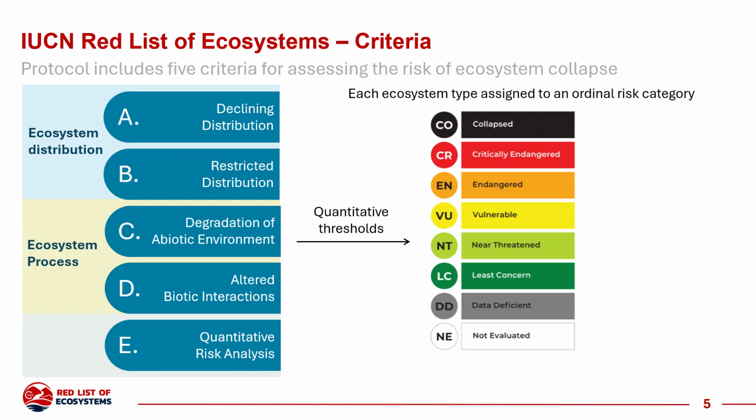Below that, there are 3 threatened categories which indicate a high-risk collapse: critically endangered, endangered, and vulnerable. Ecosystems that are not currently threatened may fall into one of several other categories, such as near threatened, least concern, or data deficient, the latter used when there isn't enough information to confidently assign a status. This classification system provides a consistent way to communicate ecosystem risk, support conservation prioritization, and guide management and policy responses.